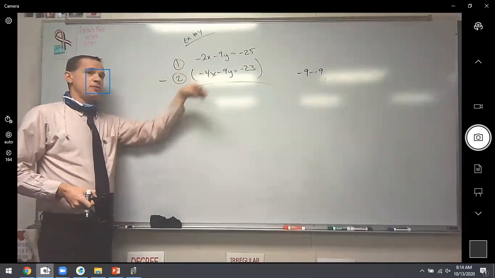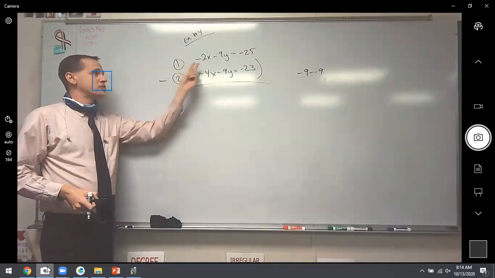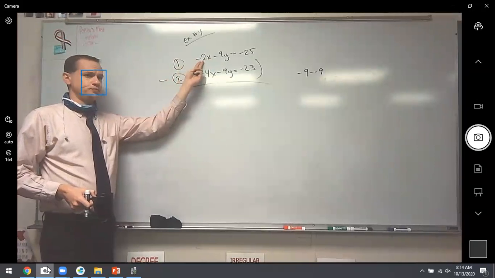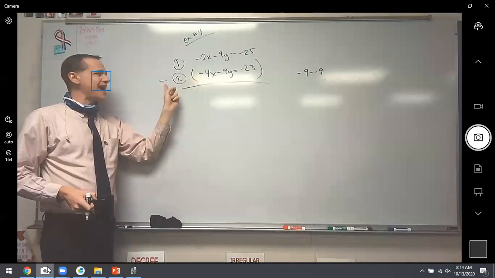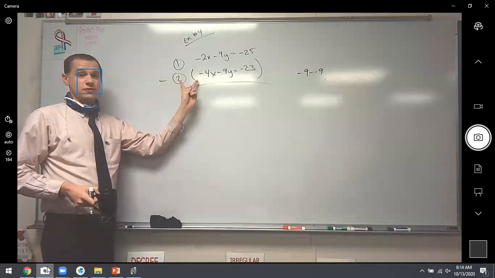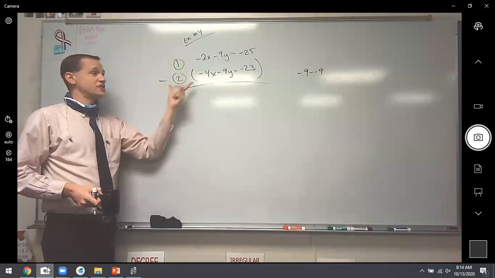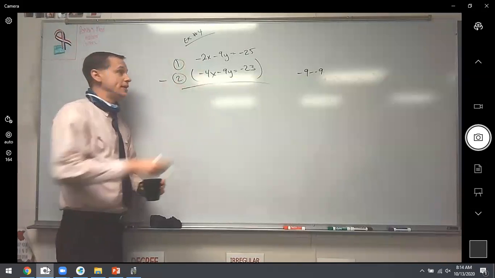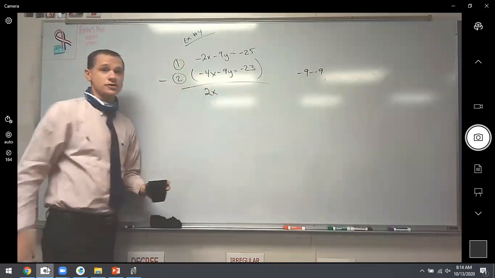So you do every variable and every number and every letter and everything like that. So here you have -2x, right? From this equation, you're subtracting -4x. That's the same thing as adding 4x, correct? -2x plus 4x would be 2x.